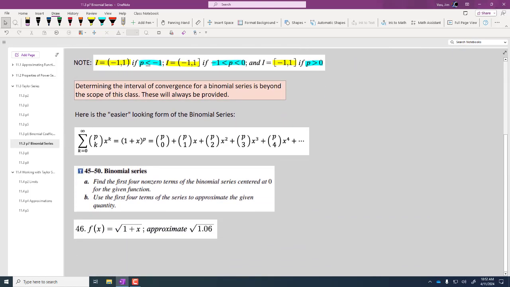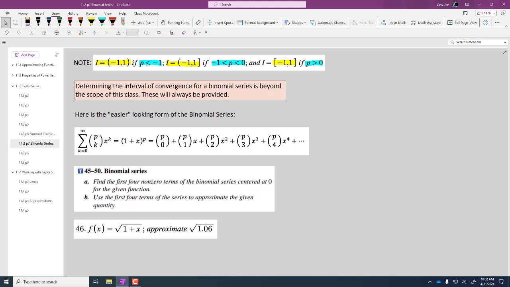So at this stage, for the binomial series, you know it's going to be -1 to 1, and I will give you this piece to tell you whether you include the endpoints or don't, depending on the p-value. If p is positive, you include both endpoints. If p is between -1 and 0, you exclude the left endpoint, and if p is less than or equal to -1, you exclude both. But that'll be given to you.